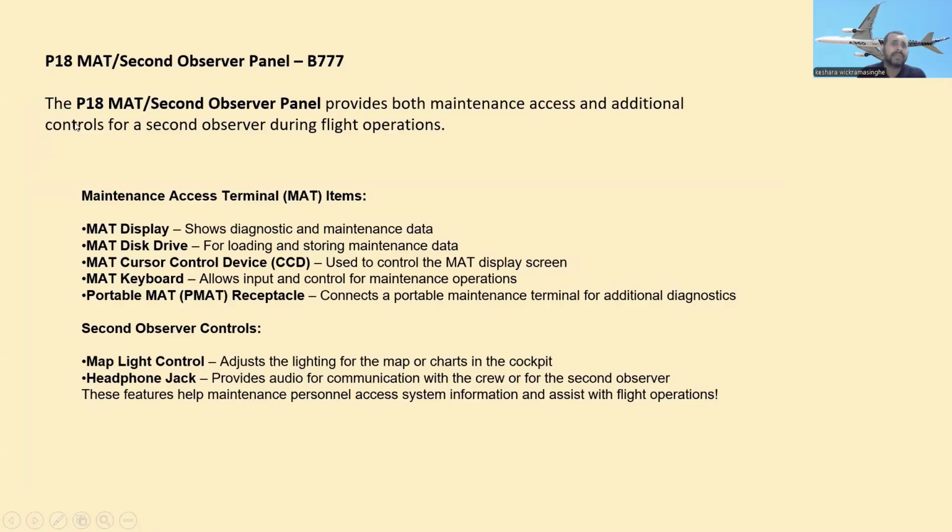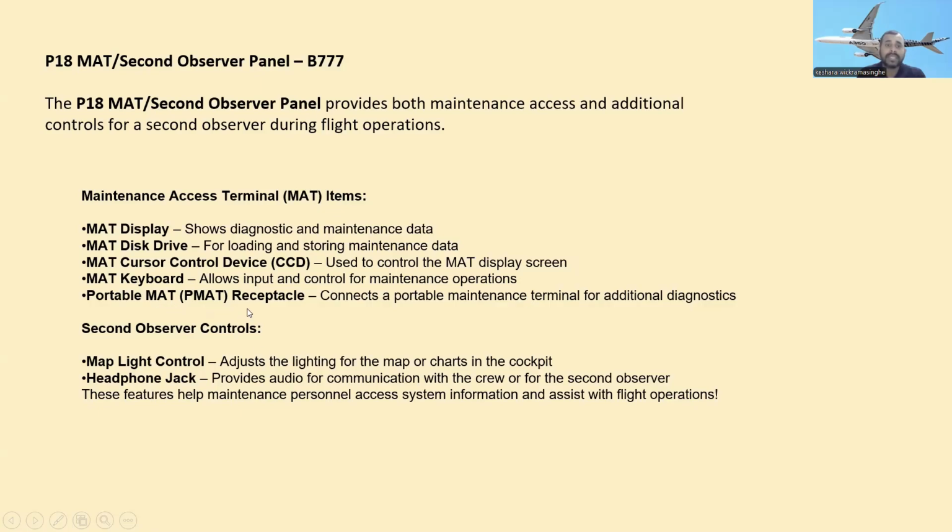So the P18 MAT second observer panel provides both maintenance access and additional controls for the second observer during flight operation. The MAT means maintenance access terminal. Remember, MAT means maintenance access terminal. Items: MAT display shows diagnostic and maintenance data. MAT disk drive is for loading and storing maintenance data. MAT cursor control device is used to control the MAT display screen. MAT keyboard allows input and control of the maintenance operation.